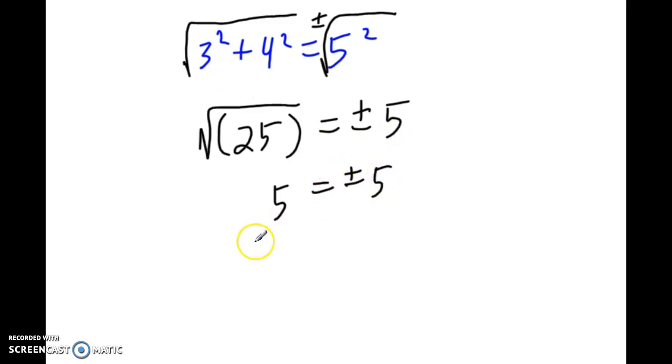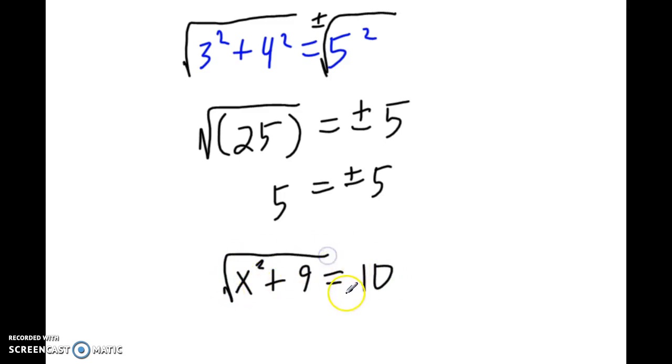So when you see something like x squared plus 9 equals 10 or something like that, do not take the square root of each individual term. You would take the square root of both sides, plus or minus, and then you go on your merry way from there. So hope that helps, and please don't make that error. You take the square root of the whole side, but not each individual term.